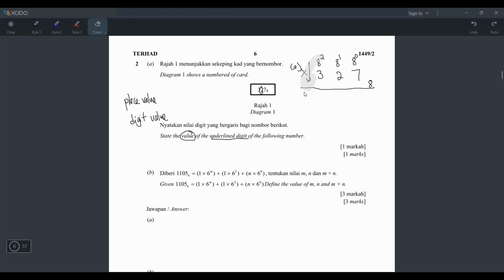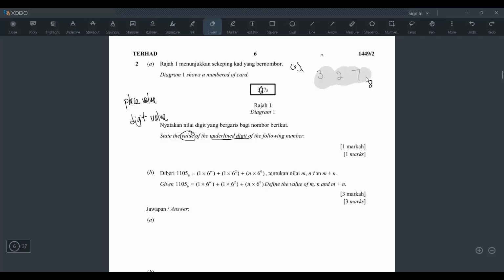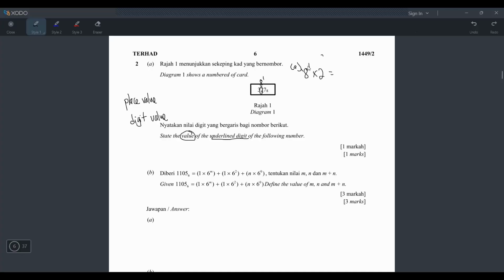So this one, all you can erase. So you don't have to do all this. Let me erase nicely. So you already know this is 8 power 1. So the digit value will be 8 power 1 times 2. And then 8 power 1 is 8, 8 times 2 is 16. Then count it already.